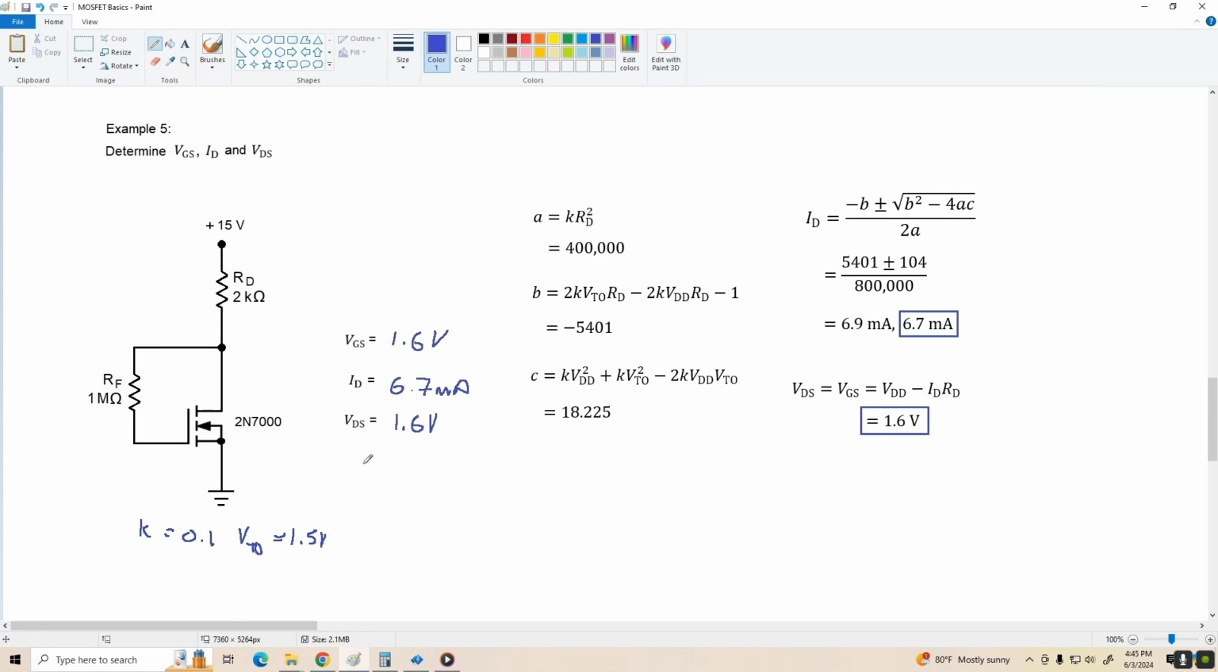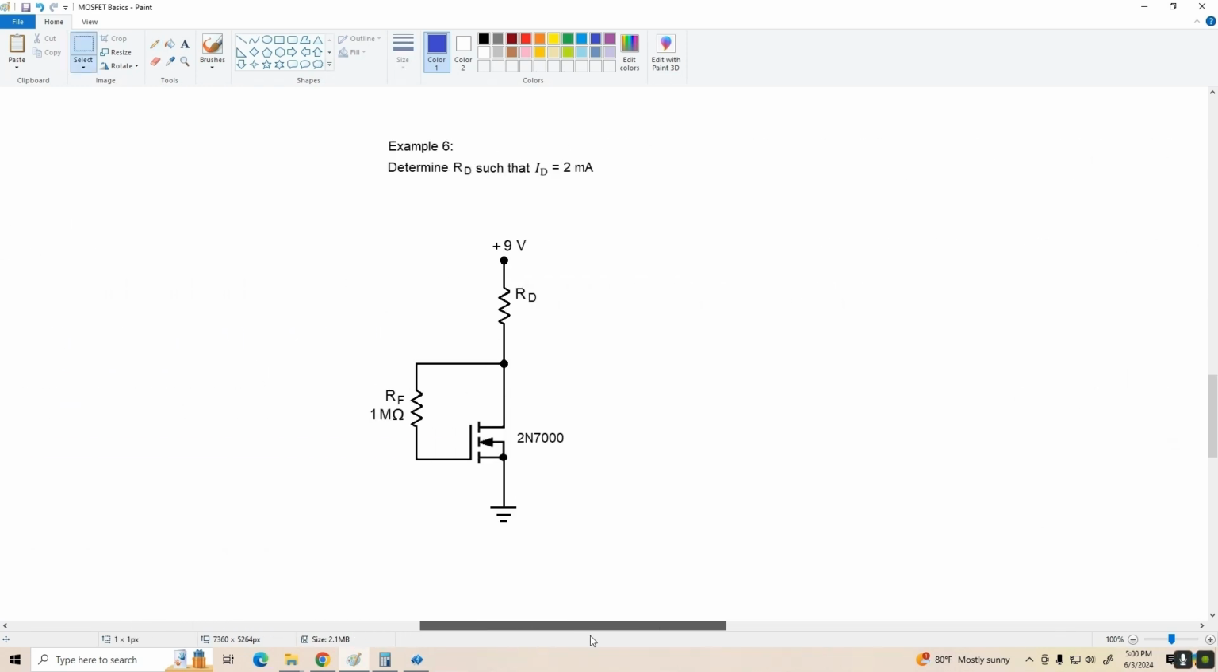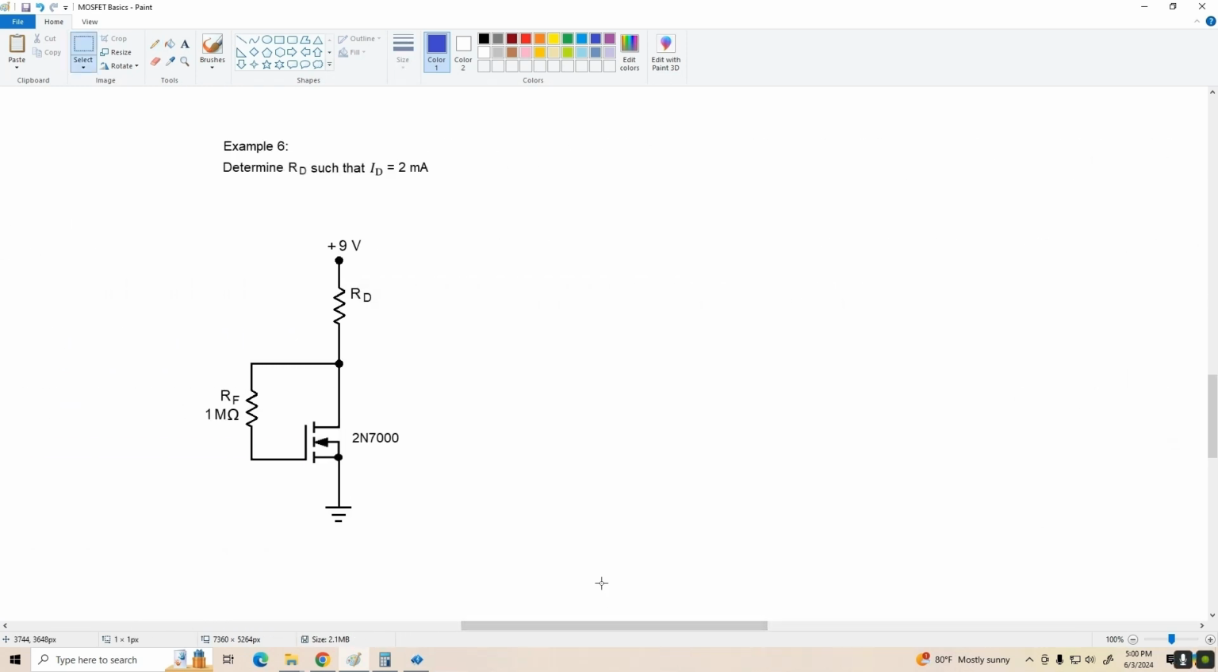Okay, so let's do one last example, and we're almost done for the day. For this last example, we're going to do another design problem. We've got a 9-volt battery powering our circuit. We've got a 2N7000, so that means that our K is 0.1 and V sub TO is about 1.5 volts. All right, and remember VGS equals VDS in this circuit, so whatever we've got for VGS, that's what we'll have here. And what we need to do is just determine VGS required to give us 2 milliamps, right?